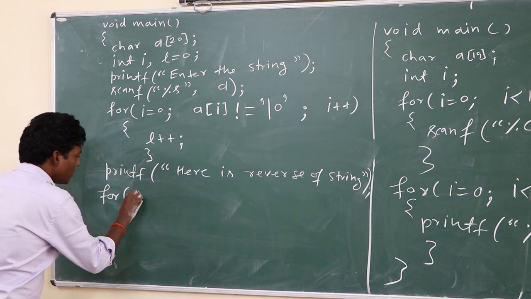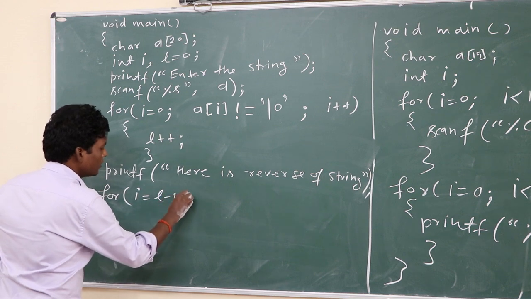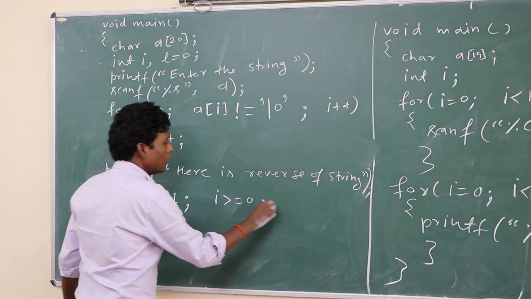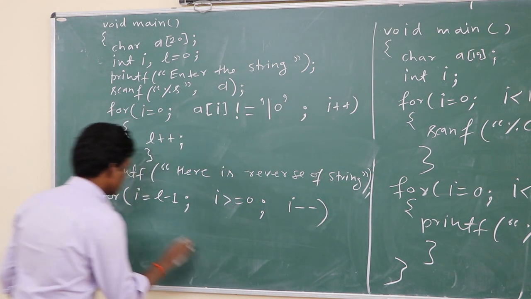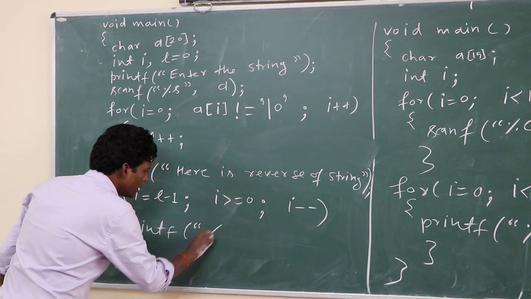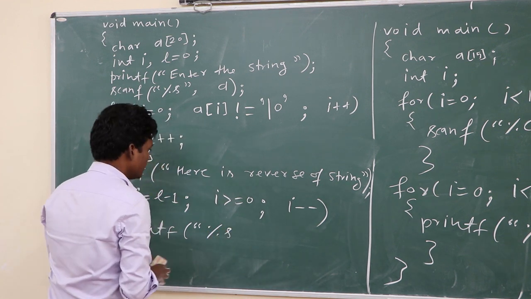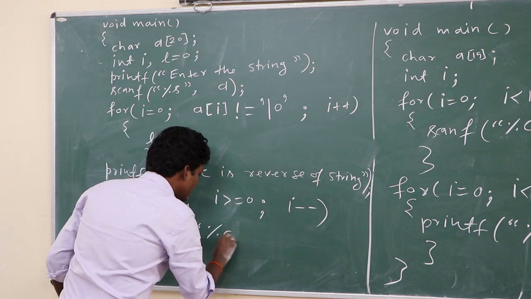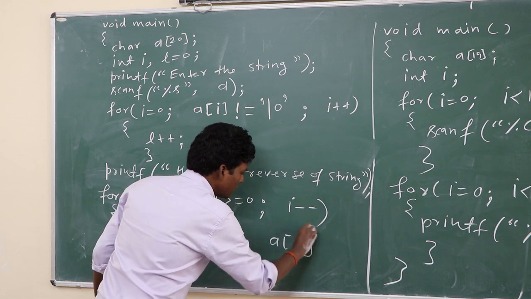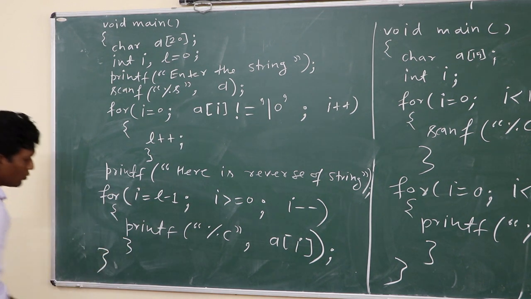For i equal to l minus 1, i is greater than or equal to 0 and i minus minus. Printf %c a of i, and this for loop is closed here and main is closed here.